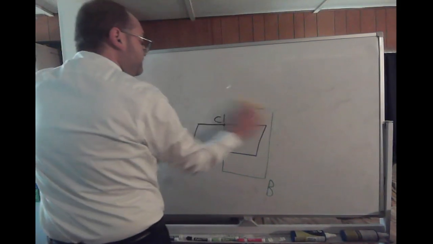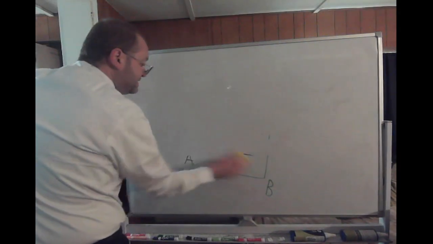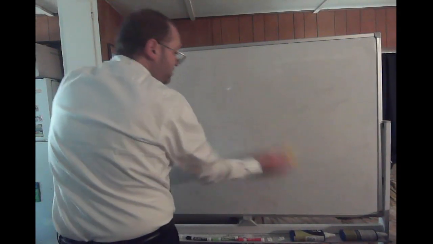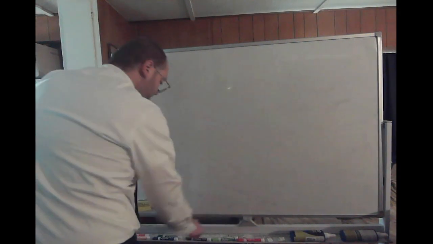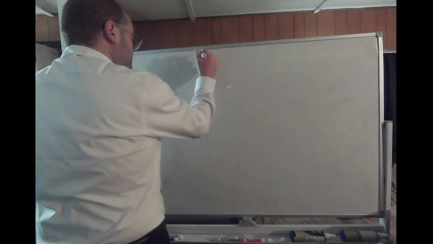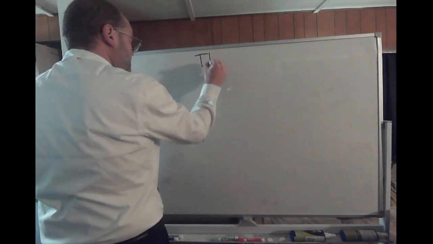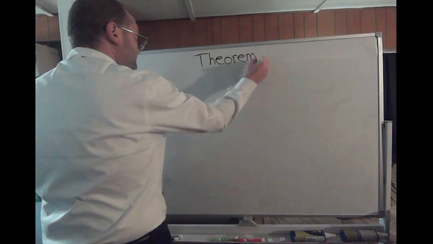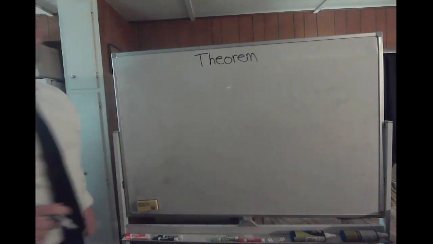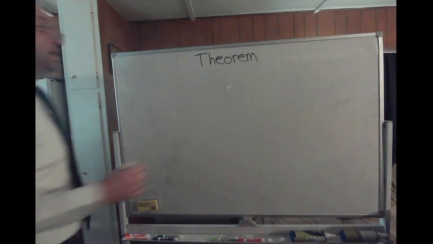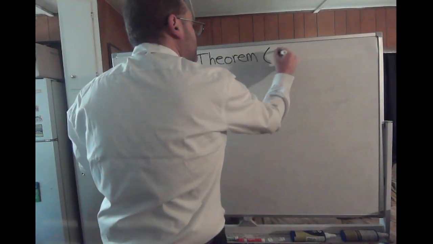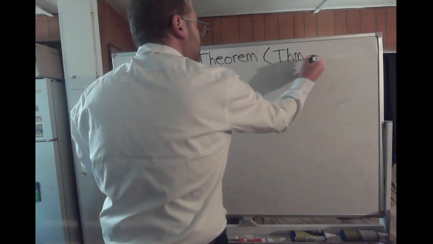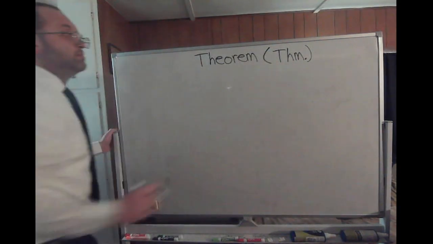Alright, now we have 3 theorems, which will be based on the postulates that we've learned. Good news for everyone here today, we're not going to prove these theorems. So here's the first theorem. This is how theorem is spelled. Alright, so that's how you spell theorem. It can also be abbreviated THM, period. You'll see that for theorem a lot too in geometry.